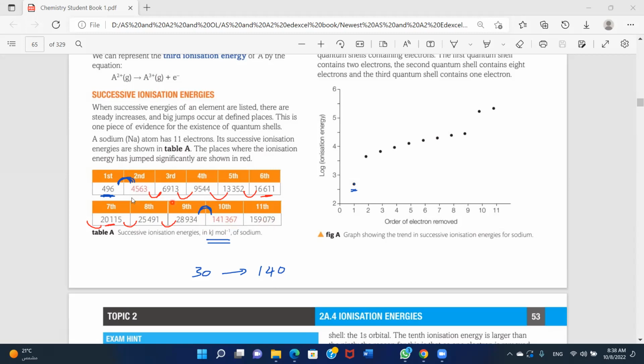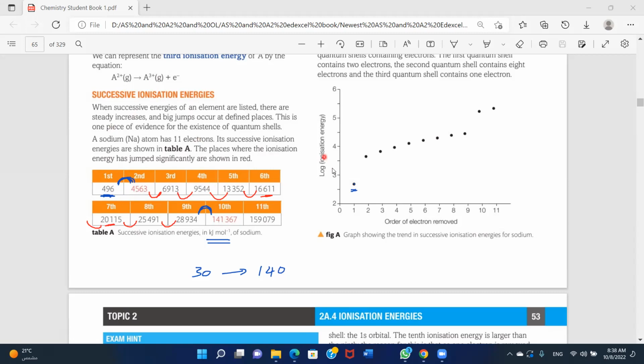Okay, you see how we get the jumps, because sometimes they give us tables and they say from this table predict the number of group of that element. So you have to see the jump. Of course, they do not always give us all the successive ionization energies. Sometimes they give us only 5 of them or only 6 of them. But from the jump, we can determine which group this element belongs to. Okay, understand?